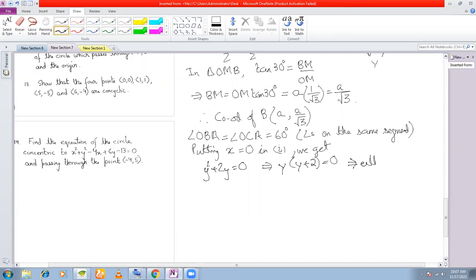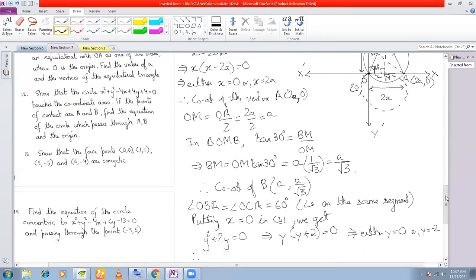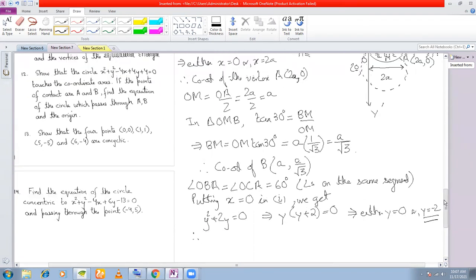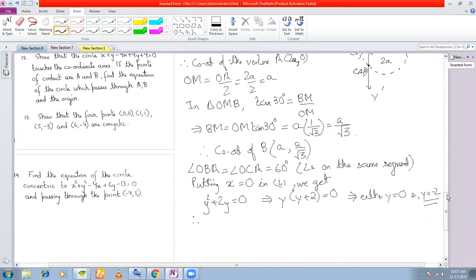That means either y is equal to 0 or y is equal to minus 2. Therefore, the circle should have been in the second quadrant. Okay, the circle should have looked something like this. That is why we are getting a negative sign. I've drawn it this way, but it should have looked like this. That is why we are getting y is equal to minus 2, because the intercept here is negative. Anyway, it does not matter the way you draw.